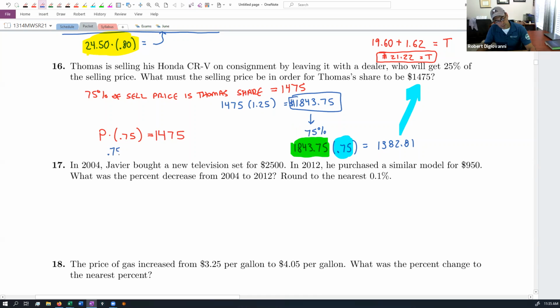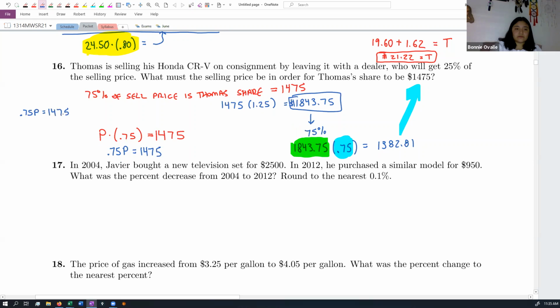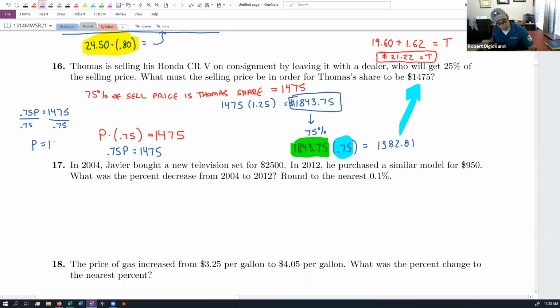Okay, so you're saying this is 0.75P equals 1475. That's just rearranging it. How do I get the 0.75 out of here? What can I do on both sides of the equation? So you would divide by 0.75. Divide both sides by 0.75. Exactly. And then P would be 1966.666, so I'm going to put 67. There it is.